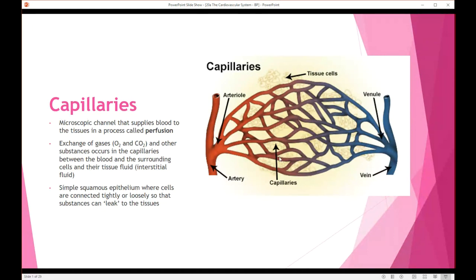We have simple squamous epithelium here. So remember that squamous cells are those little pancake-like cells. They're really flat and small, and simple means that it's just a single layer. And that means that they can be either tightly packed together or loosely packed together. And that's going to allow certain substances to sort of leak into the tissues or into that interstitial fluid.